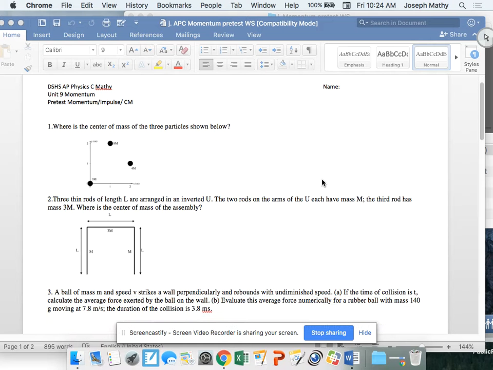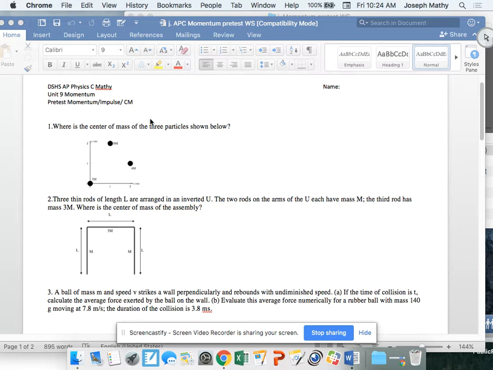Okay, everybody, this pretest that we're talking about here is really a checkpoint. It's really a kind of where should I be on ideas of momentum? And since we haven't started much about collisions yet, this is as good a place to start as any.